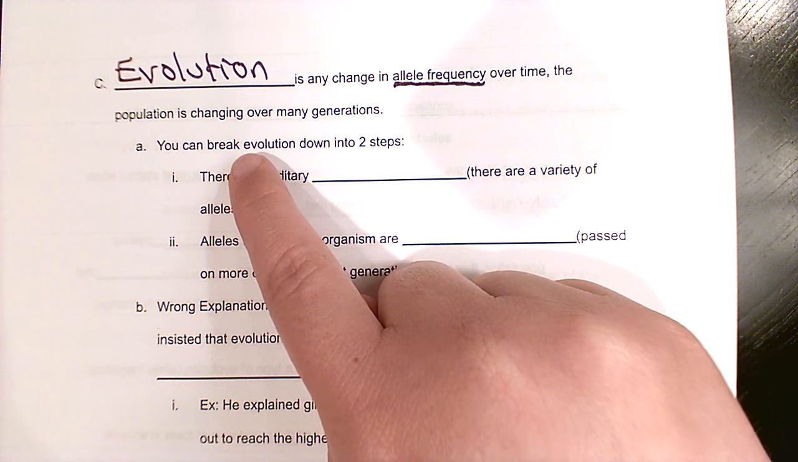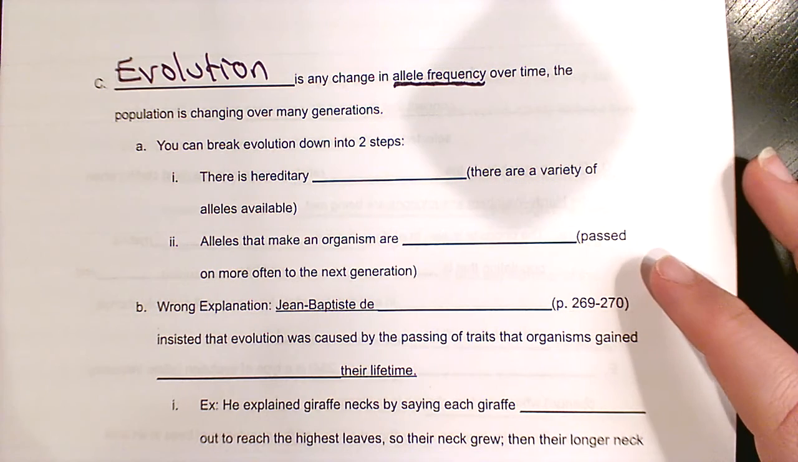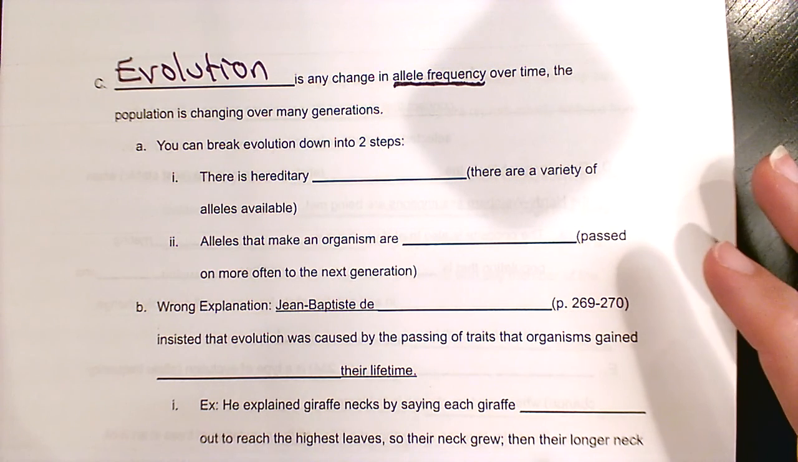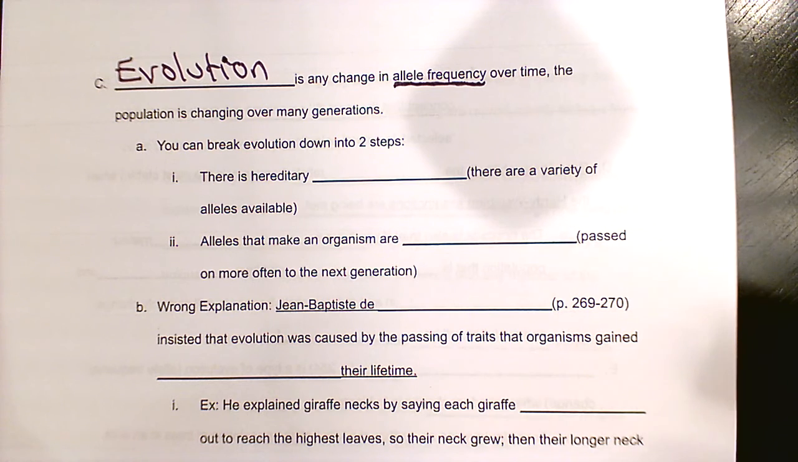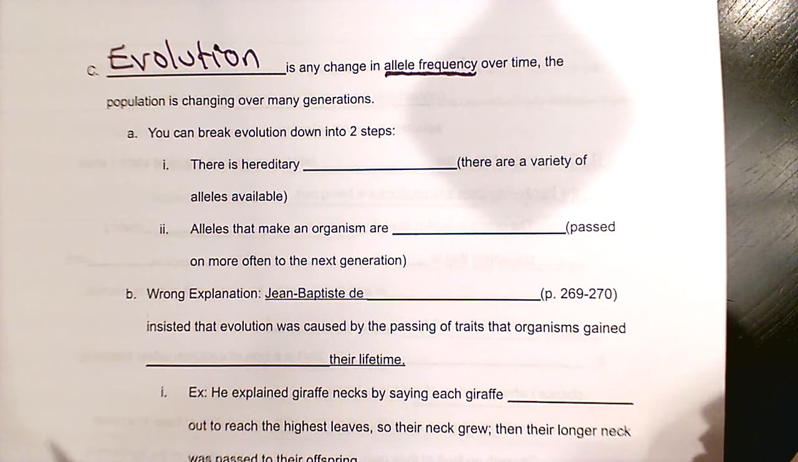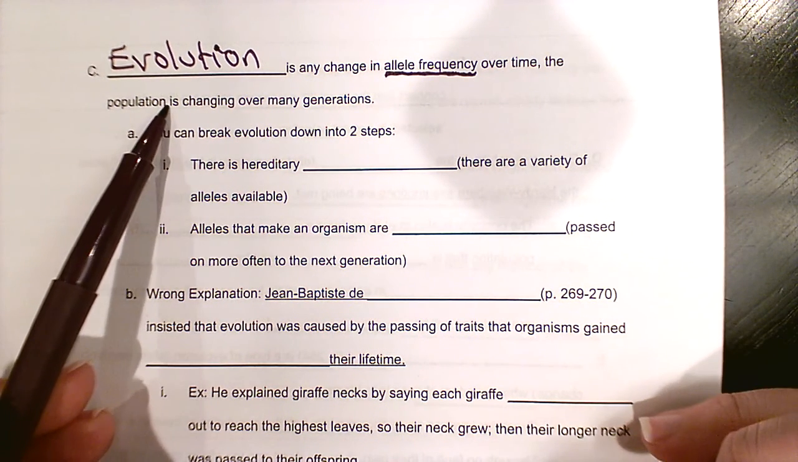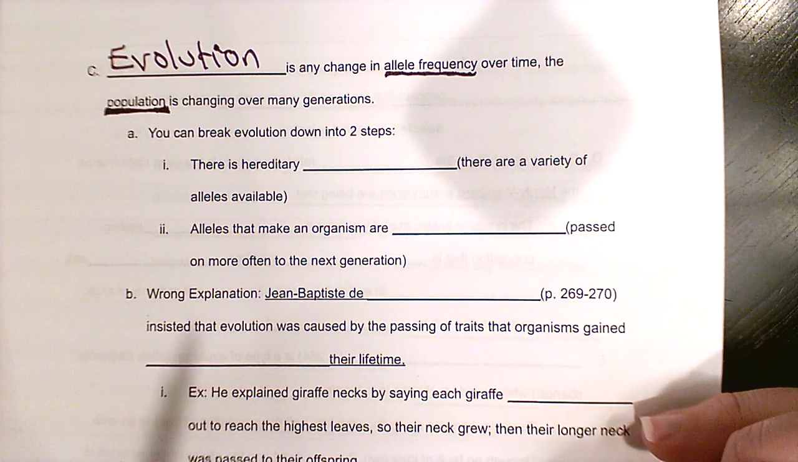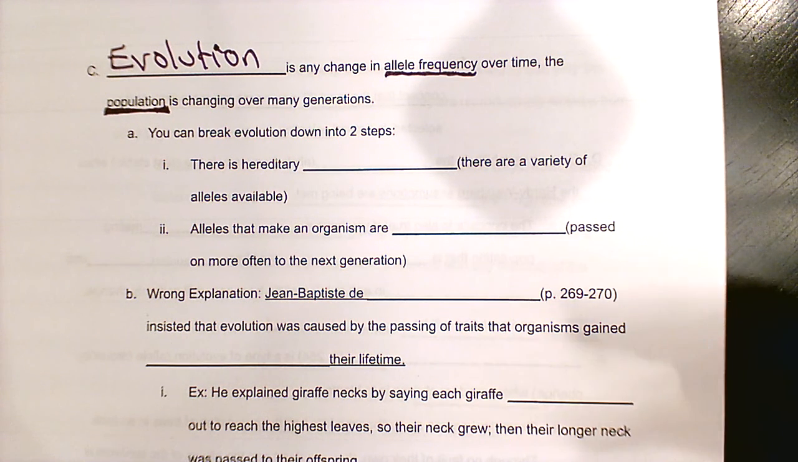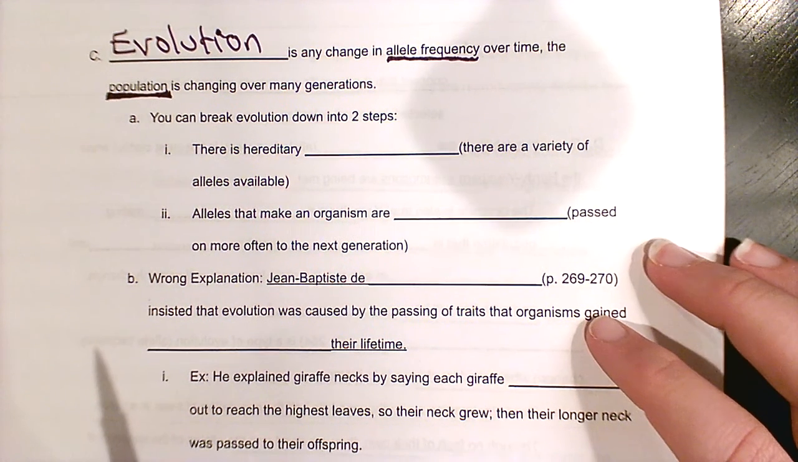So we're not just talking about big time changes. It's any change in allele frequency over time, and we can talk about a population evolving, and some members of its species somewhere else might not evolve that way.